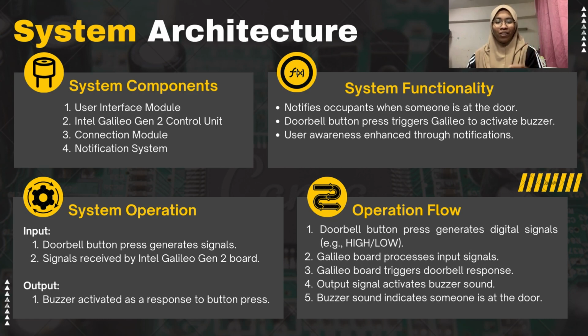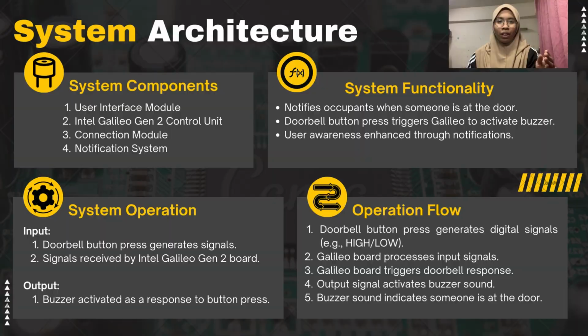So lastly, about the operation flow, there are five steps. First, the doorbell button press generates a digital signal, which is high and low, 1 and 0. Second, the Galileo board will process the input signal. Next, the Galileo board triggers the doorbell response, and the output signal activates the buzzer sound from the button press, and the output signal activates the buzzer sound to notify the occupant. And lastly, the buzzer sound indicates someone is at the door, and people inside the house will be notified that there are people outside of the house. So that's it for system architecture.